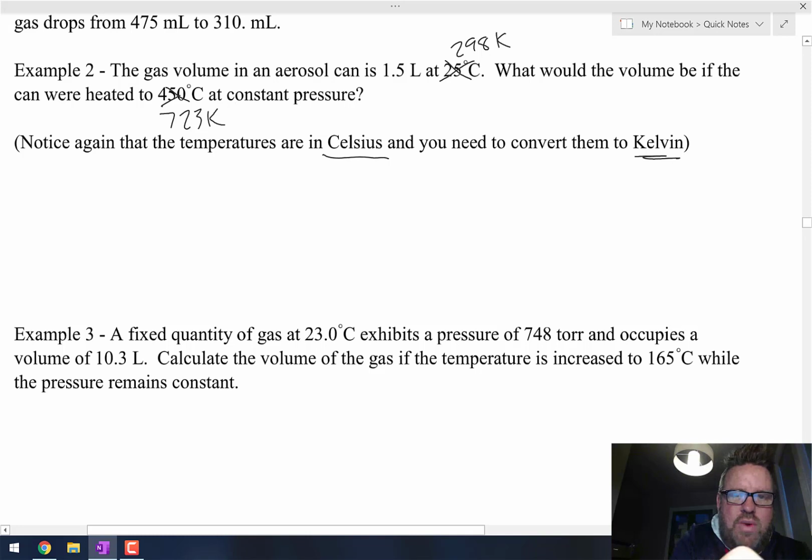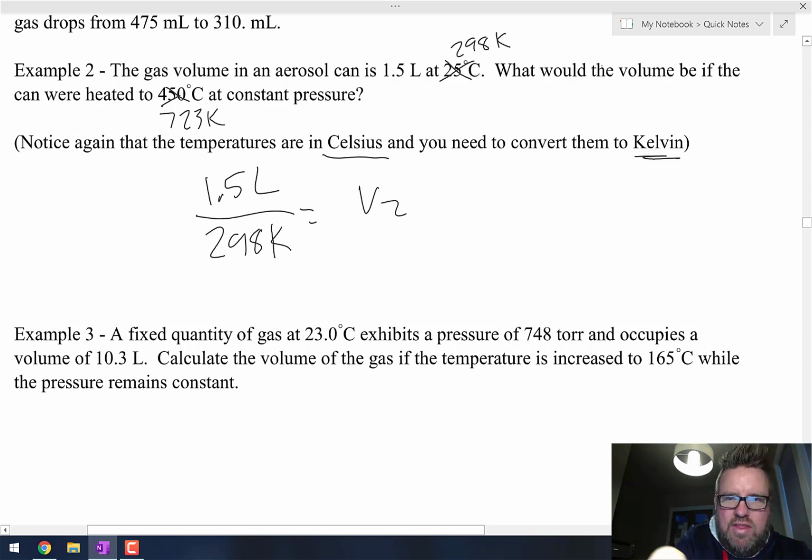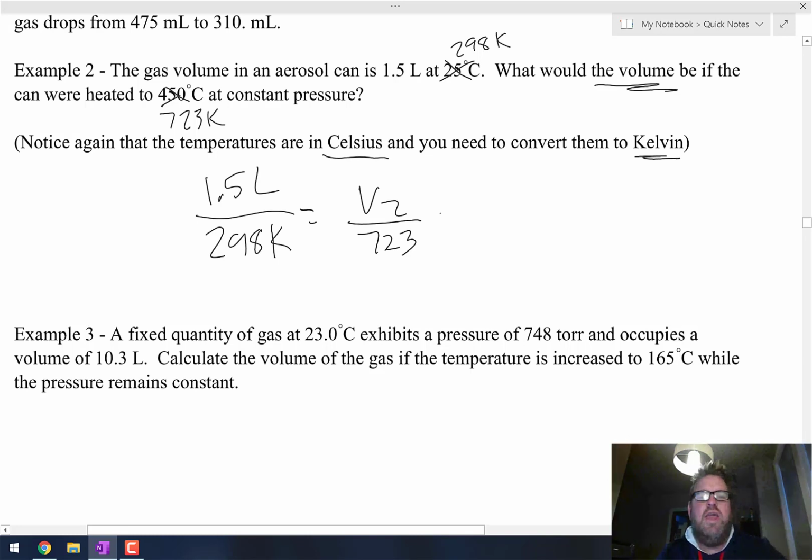Okay, and so now we use the gas law. 1.5 liters is our V1 over 298 Kelvin equals, again, they want to know the volume, so V2 is our unknown, over 723. And then again, I'm going to cross multiply and I'm going to divide. So you might want to pause it at this point, see if you get the same answer as me. Okay, so I'm going to take 723, multiply by 1.5.